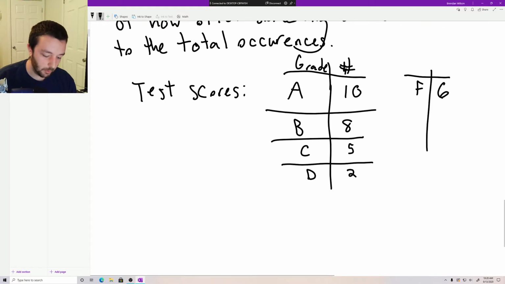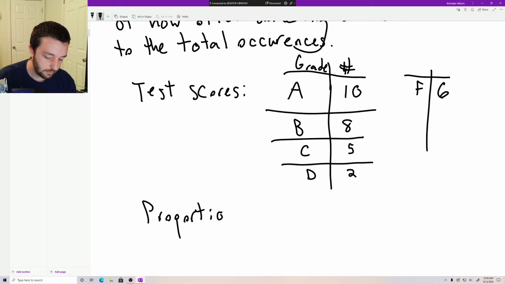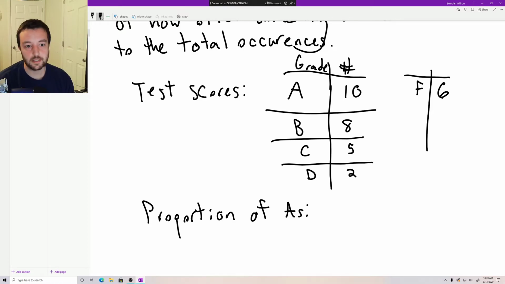So if we want to know the proportion of A's, well, let's think back to fractions. How would we make this make sense? How many people got A's in relation to the total amount of people taking the test? Okay. So 10 people got A's, and we would write this as 10 out of how many total people took the test. And then to find that, we can just add up all the grades, right?